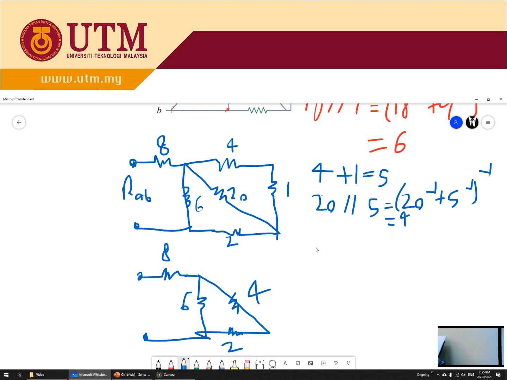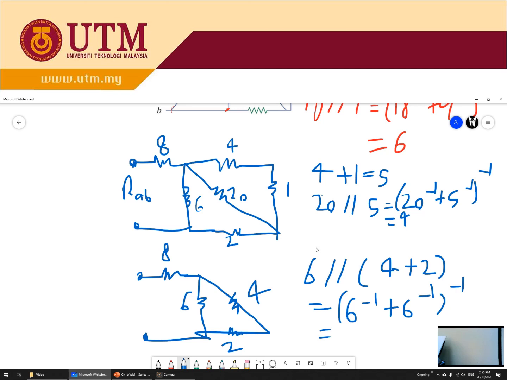As you can see here, this one and this one are in series. And then this one and this one are in parallel. So you can see that 6 parallel with 4 plus 2 equals 6 reciprocal plus 6 reciprocal. Okay, reciprocal, sorry. This one is 3. Why? Because if you have two numbers the same, you just divide by 2. 6 divided by 2. If 3 components, 6 divided by 3. That is just a way to simplify it.